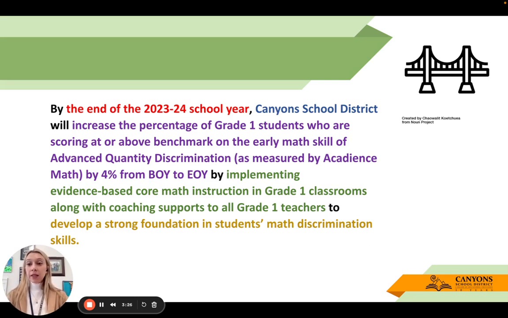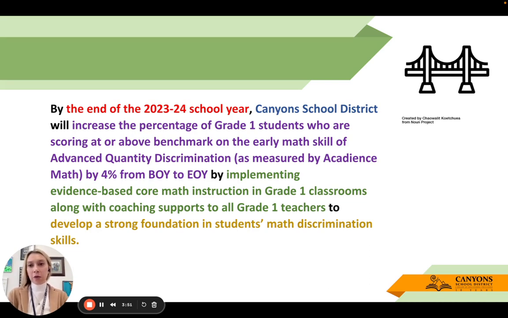So if you are a kindergarten teacher or a second through fifth grade teacher, that's something that might seem a little bit abstract to you. If you've been to my PDs in the past, you know that you have heard that we chose this measure because of that predictability piece of how students are able to perform on later math benchmark assessments and really just how they interact with math as a whole. So that's why we chose this one.